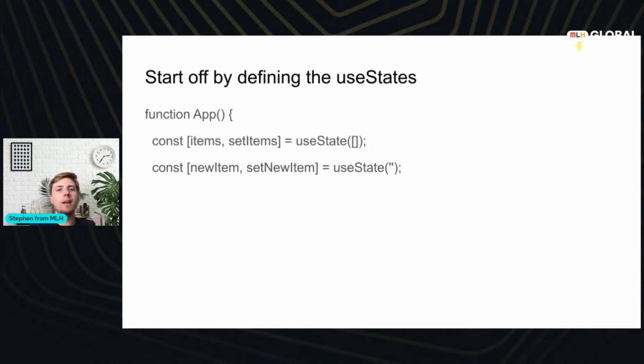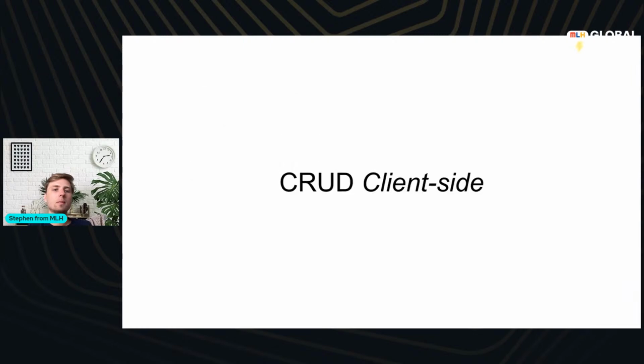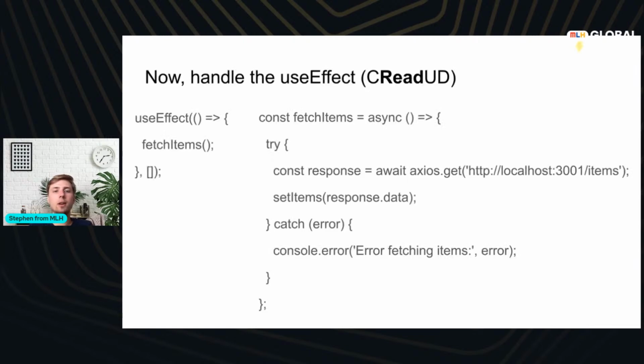So first, we're going to start off by defining the use states. And that's the first thing we did on day 3. We defined 2 different ones, items, and that was to record the tasks that we have, and new item, which is to record any updates, changes, additions to the list. And then we implemented our CRUD operations on the client side. So you might remember CRUD, the acronym, create, read, update, delete. You might remember that from one of our previous sessions. But on the client side, we're going to implement these using React Framework.